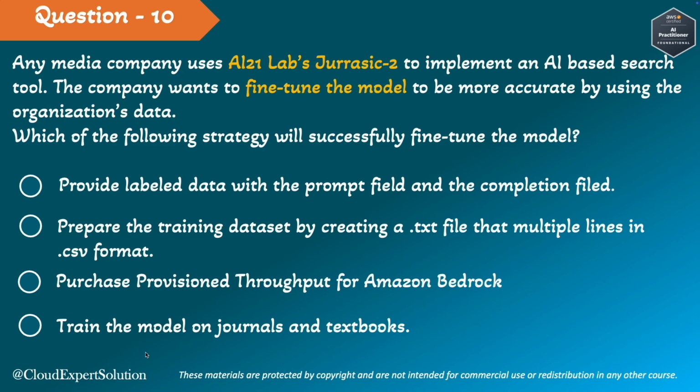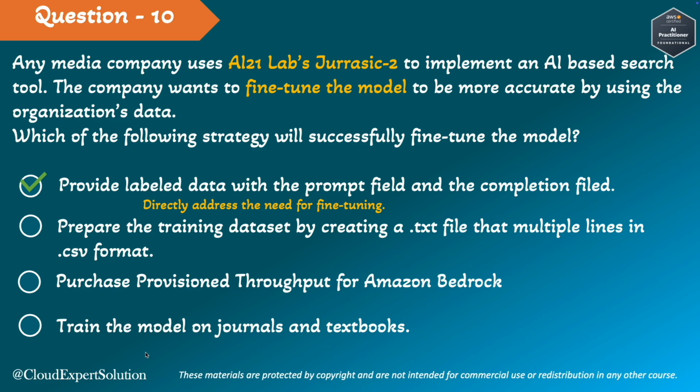In terms of important phrases, the question is saying AI21 Labs Jurassic-2. That means the company is using Amazon Bedrock's base model. The company wants to fine-tune Amazon Bedrock's base model. And let's review the options. Option 1 is saying provide labeled data with the prompt field and the completion field. This approach directly addresses the need for fine-tuning by providing specific examples that the model can learn from. Hence, this is a potential correct option for us.